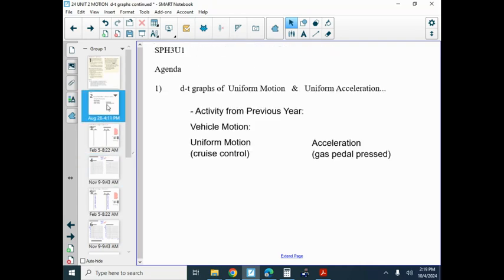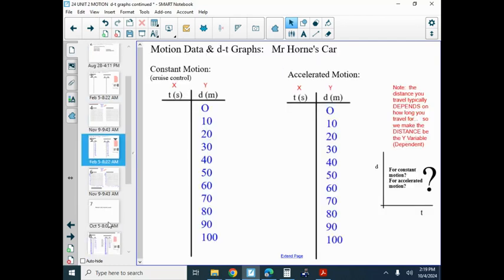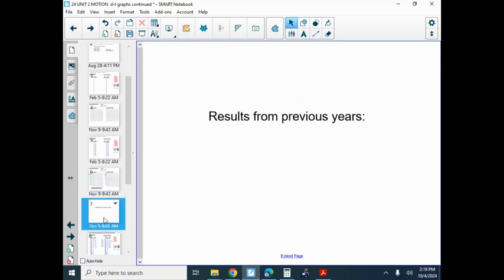So what I'm going to show here is results from previous years where we've gone outside and used my vehicle and we line up along the road like I talked about and use the cruise control for uniform motion and then put the gas pedal on to do accelerated motion. And so this is what things looked like data wise for that. So these are just the handouts to get ready for it and so on.